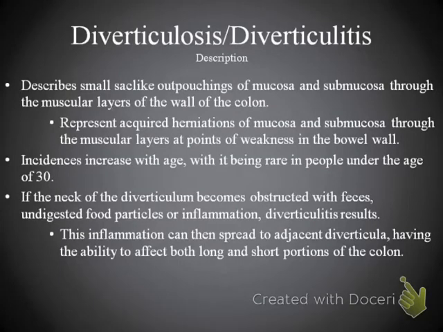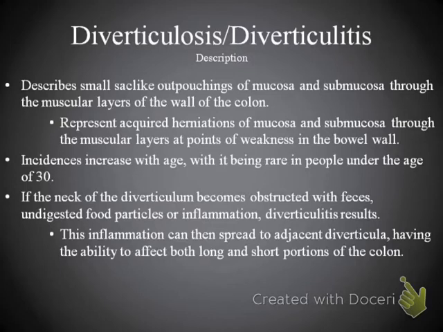So diverticulosis and diverticulitis. This describes small sac-like outpouchings of mucosa and submucosa through the muscular layers of the wall of the colon. It represents acquired herniations of mucosa and submucosa through the muscular layers at points of weakness in the bowel wall.